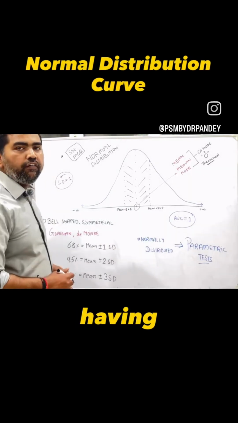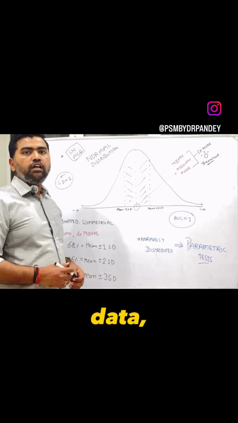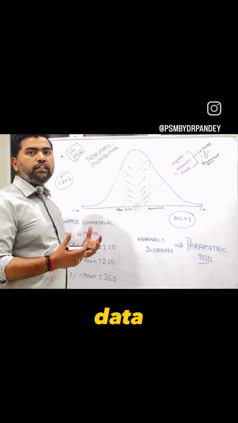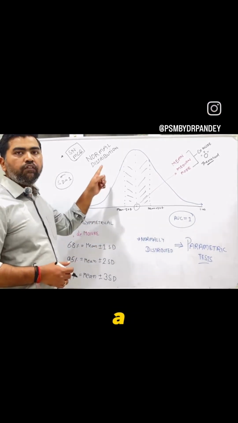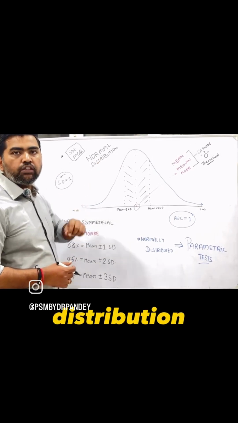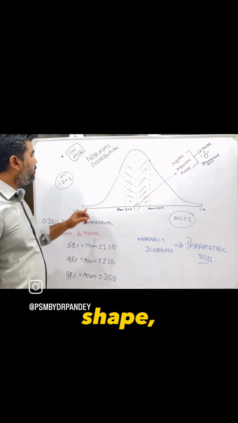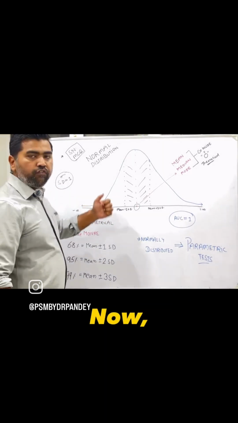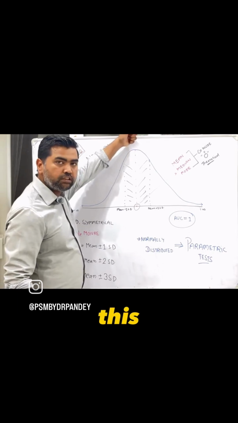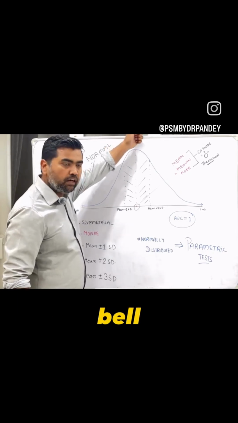Hello everyone. Now having discussed the classification of data, we now understand how the data is distributed. First coming to a very important distribution, which is the normal distribution. It is a bell shape. It is in the form of a bell shaped curve. If I place my hand here, the shape of this distribution looks like a bell.